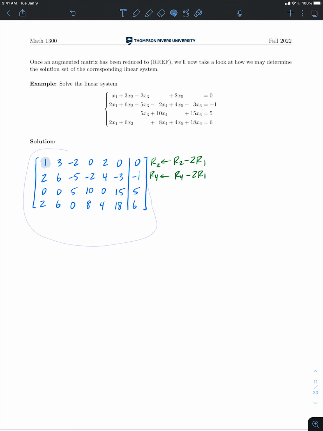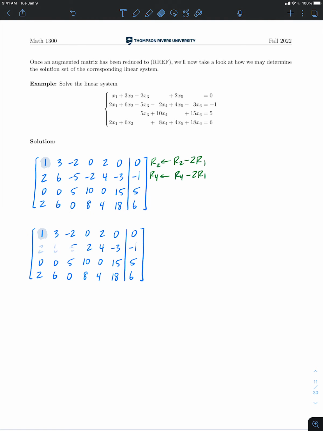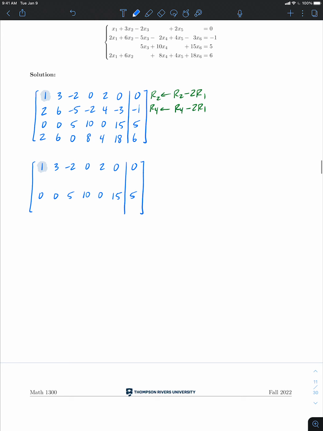So I'm going to copy and paste this matrix here. And then what I'm going to do is erase the third row and the fourth row, because the other rows are staying the same. Okay, so our second row, let's just subtract the first row twice. So we're going to have 0 and then 0 again. And then here we have negative 5 minus negative 2 twice. So that's like adding positive 4. So we're going to have a negative 1 here.